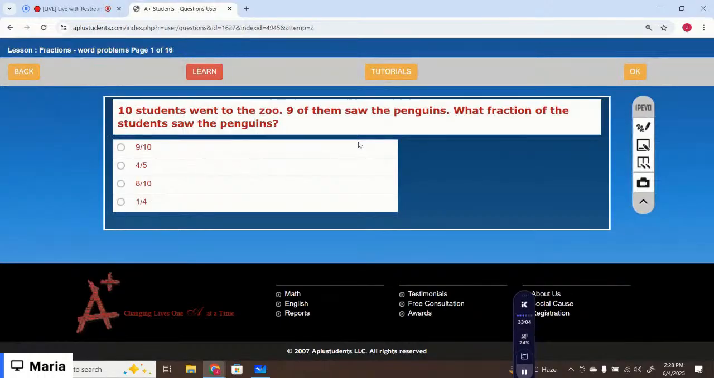10 students went to the zoo. Nine of them saw the penguins. What fraction of the students saw the penguins? So which is the correct option? The total students are 10, right? And nine of them saw the penguins. So the fraction is 9 out of 10 it is. The correct option is 9 out of 10 students saw the penguins.